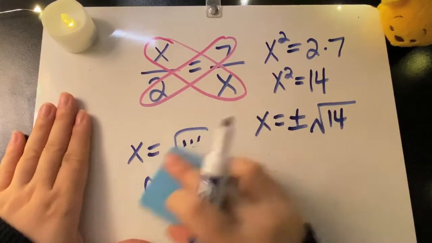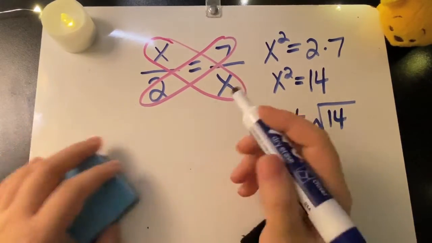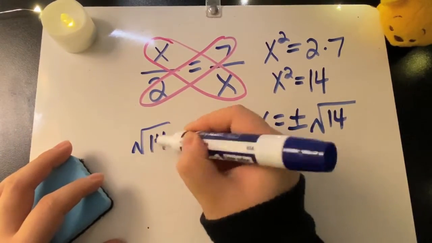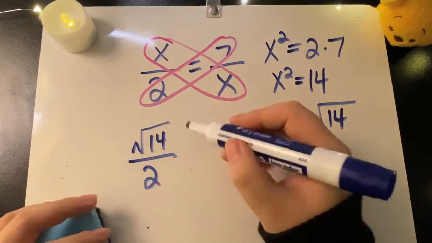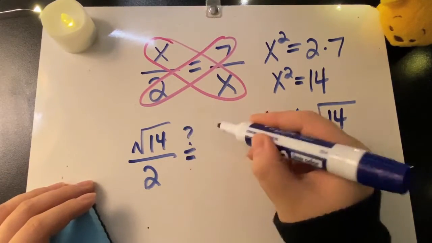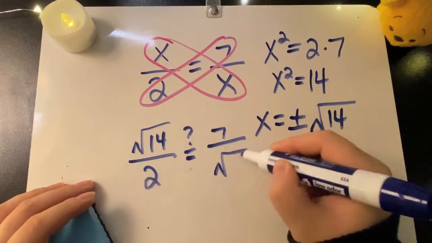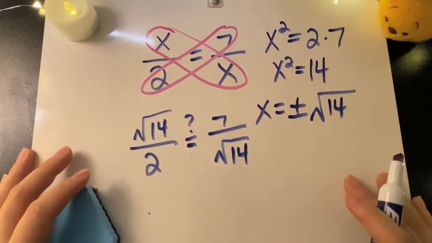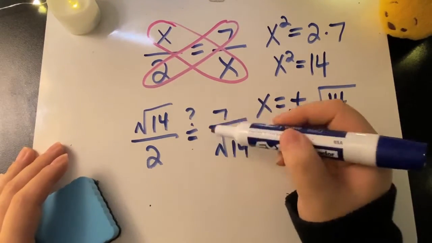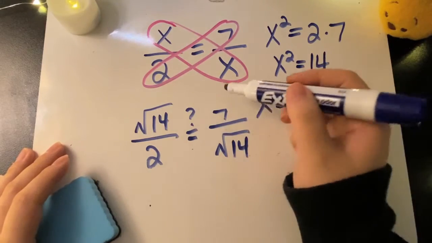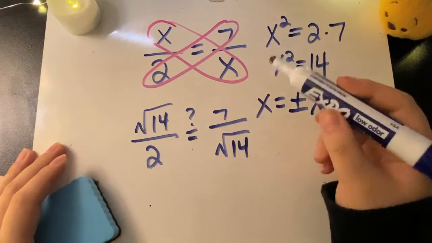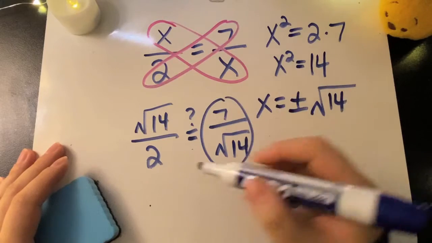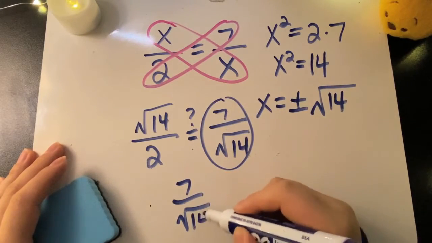If we want, we can plug this in and rationalize it. Let's see if we want to check that. We might as well, right? So square root of 14 over 2, does that equal 7 over square root of 14? So you don't want to check by cross multiplying again. You'll want to just take one side and bring it to the other.